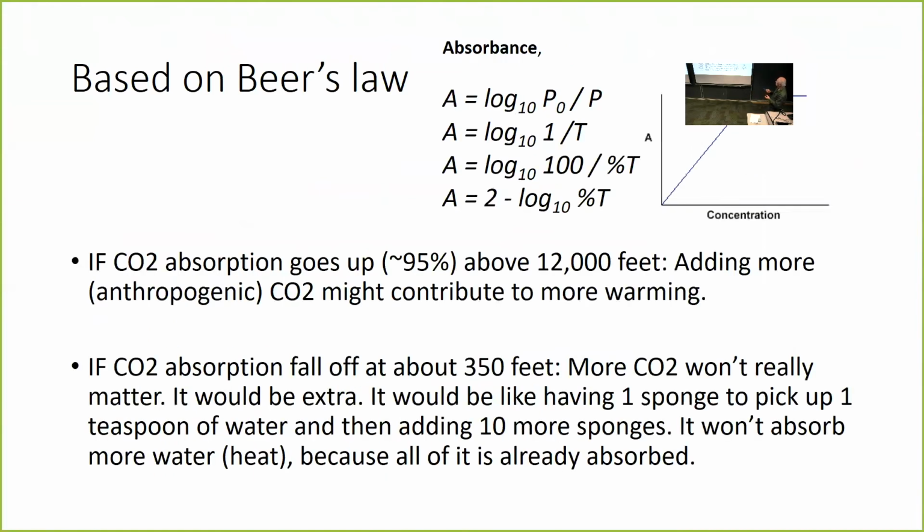So if CO2 absorption goes to about 95% and exceeds that at 12,000 feet, adding more anthropogenic CO2 would cause global warming, because this will continue up very slowly, okay? And so if it takes all 12,000 to 16,000 feet, adding more CO2 by us would make an effect. If CO2 absorption falls off at about 350 feet, more CO2 won't really matter. It would all be extra.